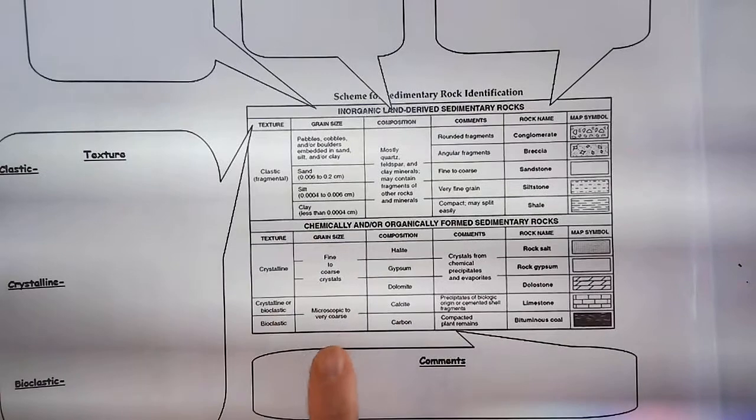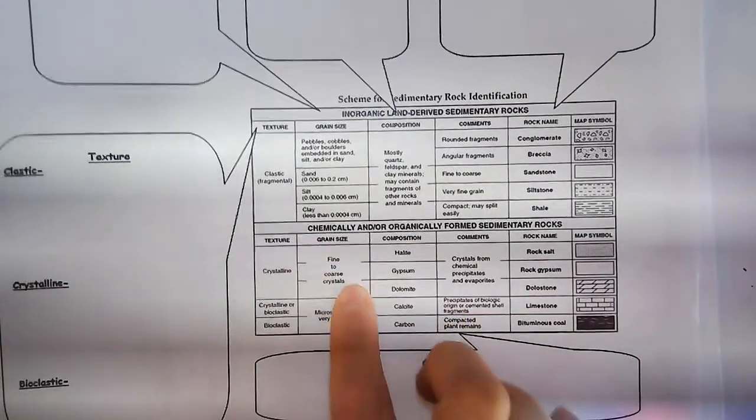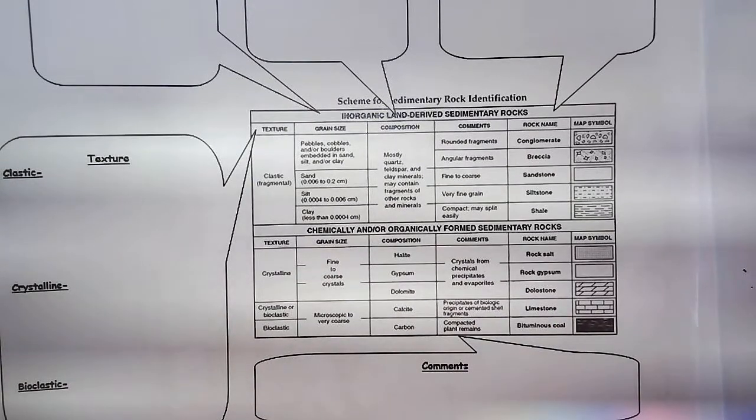Down on the bottom half, it's not quite as important because rock salt, rock gypsum, and dolostone have the same grain size, as do limestone and bituminous coal. They have the same grain size. Composition is right here on the reference table, and then the rock names are on there. So make sure you use your reference table as we go along.